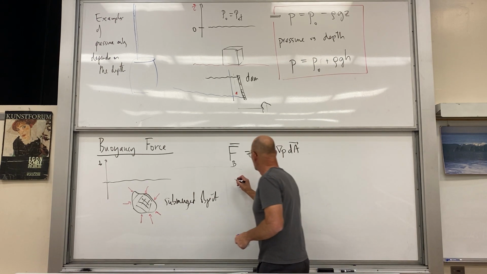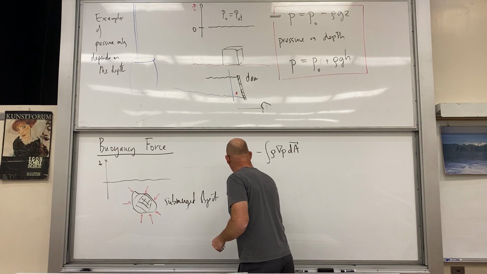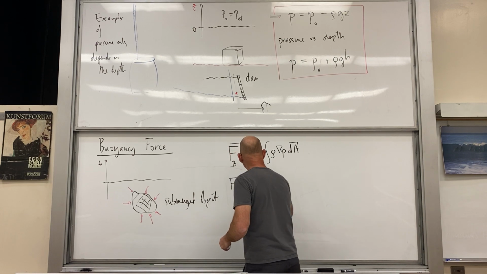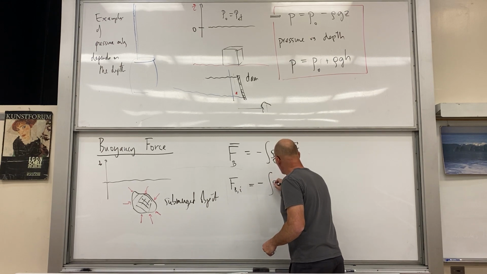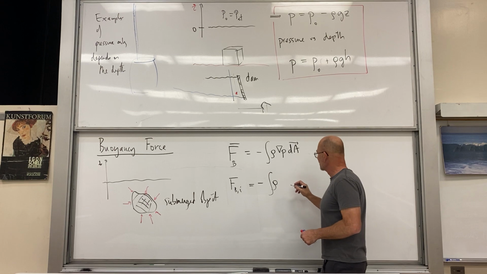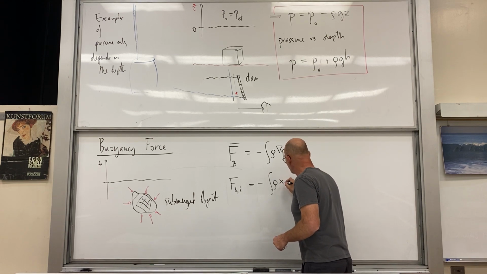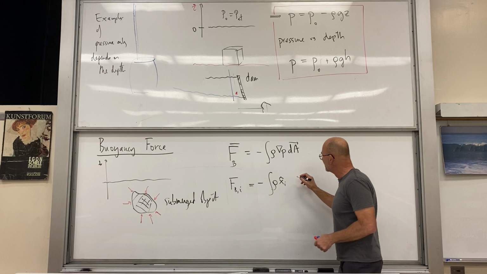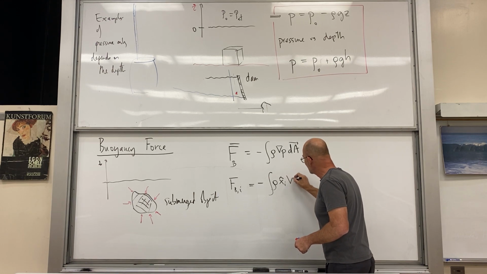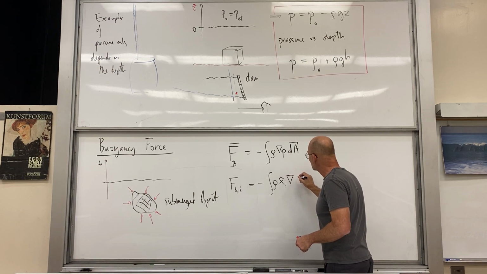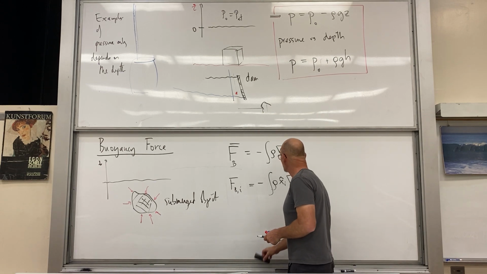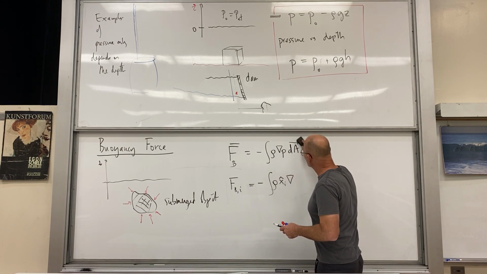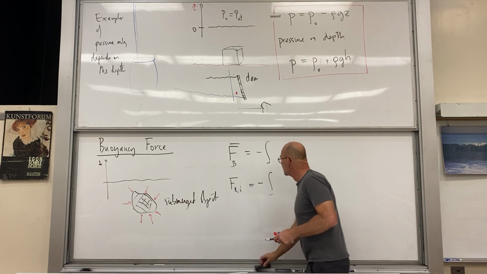So F sub B ith component would be equal to negative integral rho x I hat, and then we've got gradient. Oh, wait a minute. That was too soon. Force is just pressure, okay.